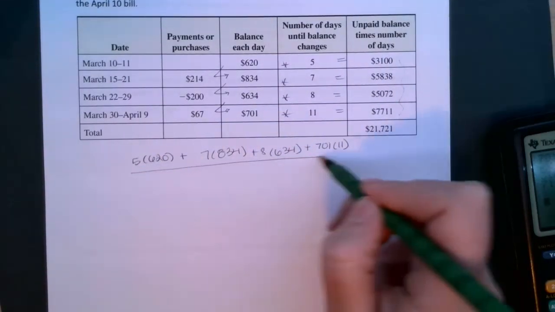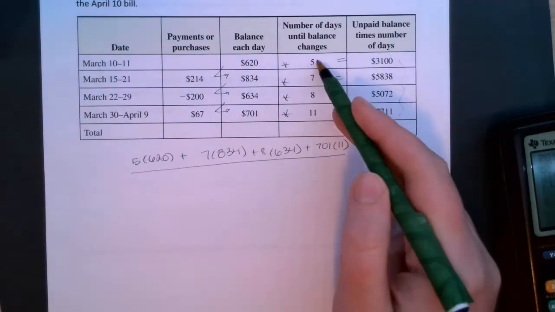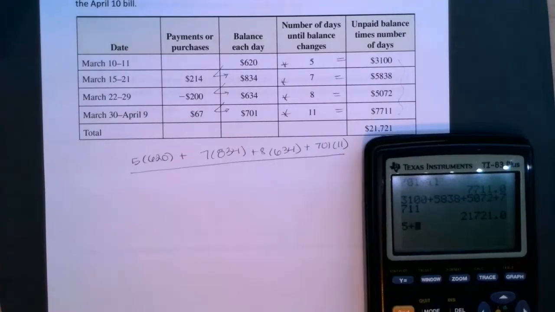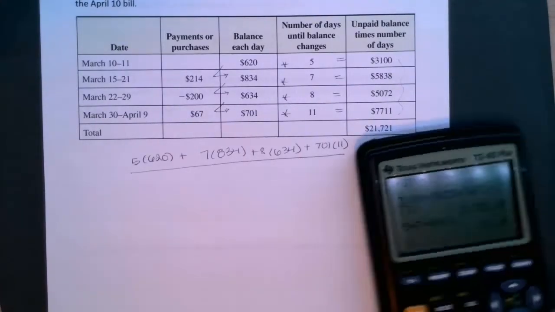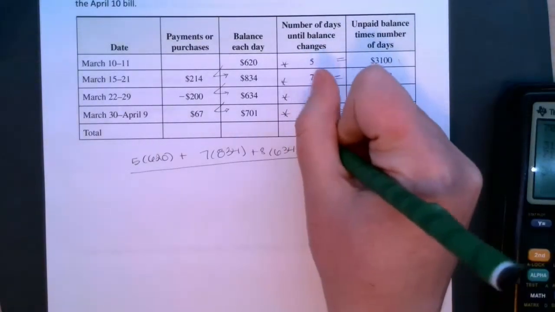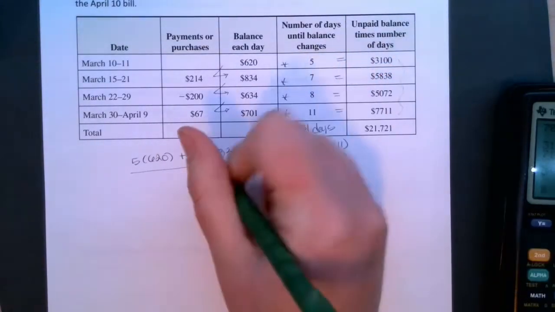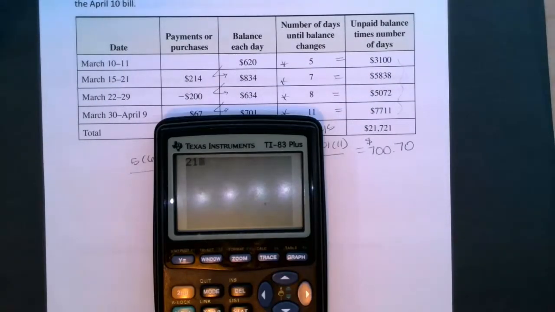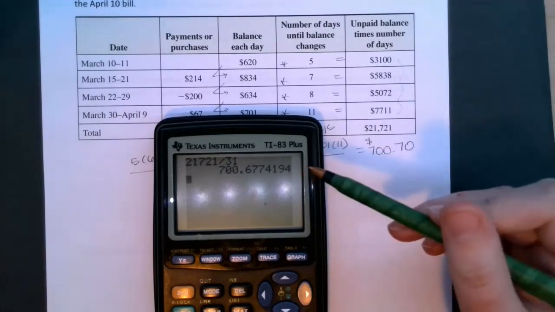And then we're going to divide this whole thing by the number of days. So the number of days is going to be 5 plus 7 plus 8 plus 11, which gives us 31. So we divide by 31. 21,721 divided by our 31 gives us 700.677.